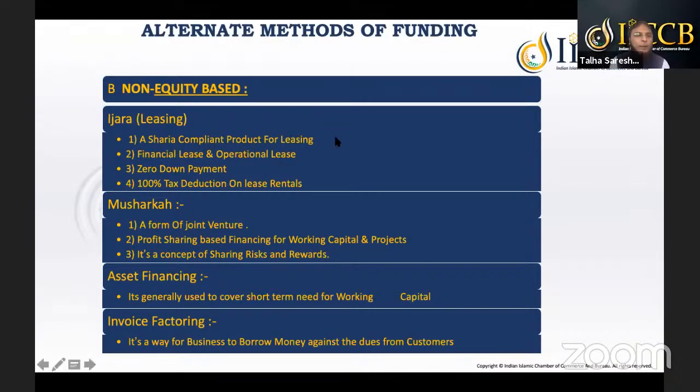I think a lot of people know about leasing and are using it. It is very prevalent and is a very good form of finance in industry. Musharaka is again a very good form, a sort of joint venture with profit sharing based financing for working capital and projects. It's the concept of sharing the risk and the rewards.